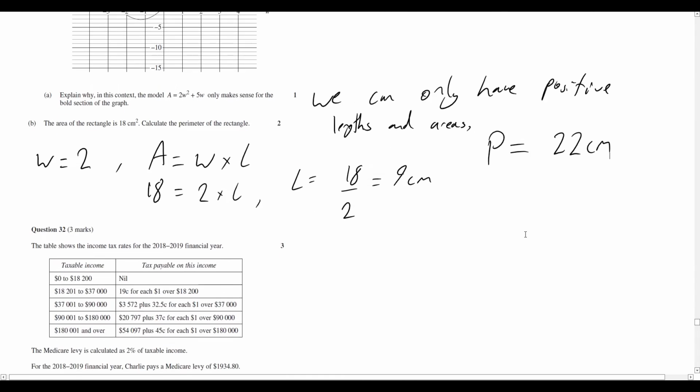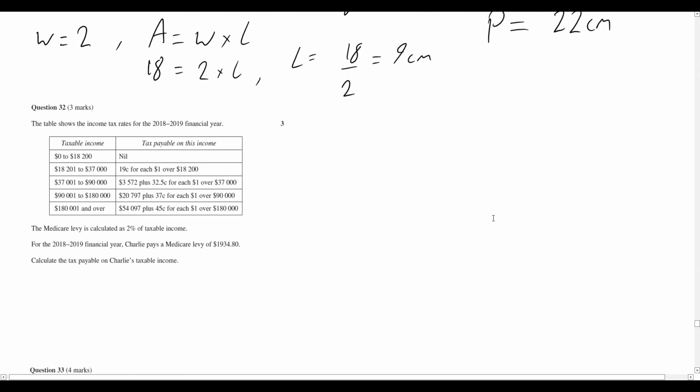Moving on to question 32. So the table shows the income tax rates for the 2018-2019 financial year. So the Medicare levy is calculated as 2% of taxable income. So for the 2018-2019 financial year, Charlie pays a Medicare levy of $1,934.80. So what we need to do now is calculate the tax payable on Charlie's taxable income. Okay, so what we need to do first is figure out how much income did he have. So let's figure out the taxable income.